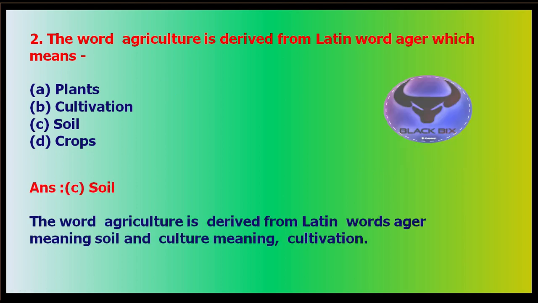The word agriculture is derived from the Latin word ager, which means soil, and the word culture means cultivation. So the term agriculture means cultivation of the soil. I hope the point is clear. Moving to question number 3.